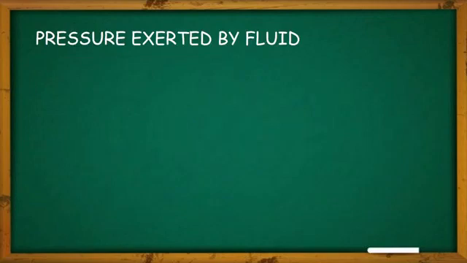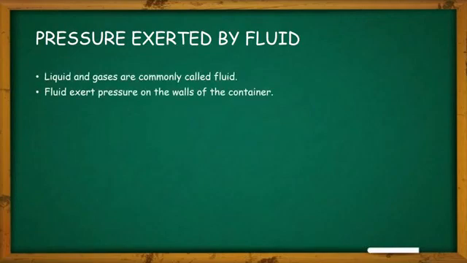Now we will study the pressure exerted by fluids. First of all, we will see what the meaning of fluid is. Fluid means liquids and gases. Liquids and gases are commonly called fluids. Fluids are those substances which can flow. Air can flow, that is a gas, and liquids like oil and water can also flow, so they also come under fluids. So fluids also exert pressure on the walls of the container.